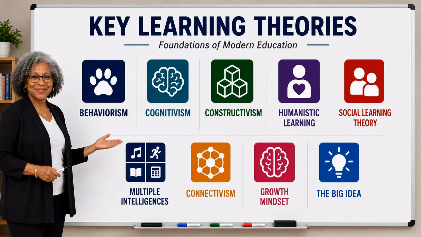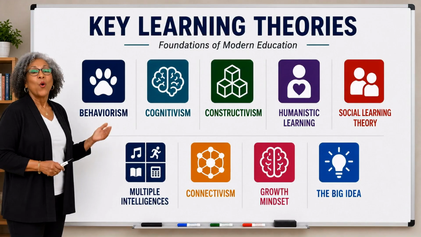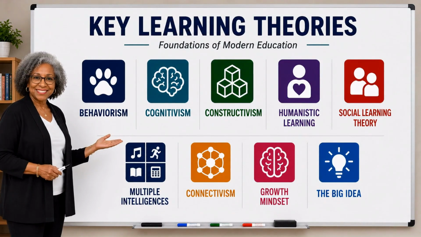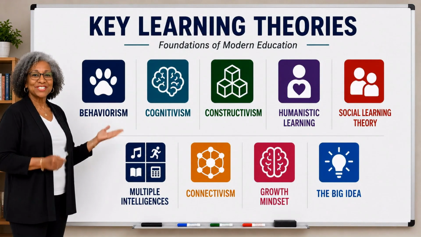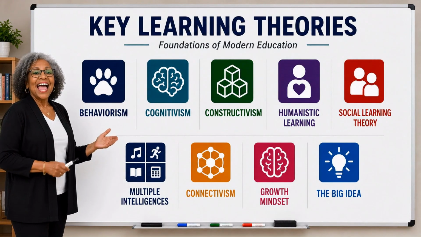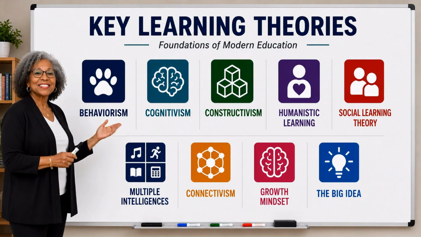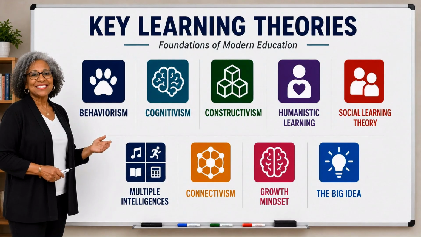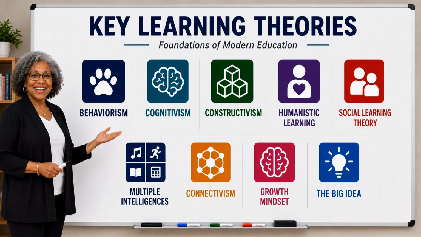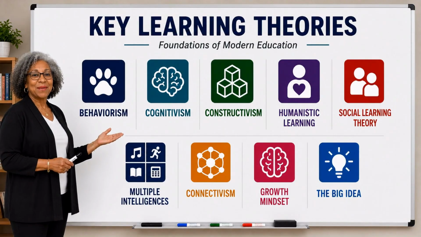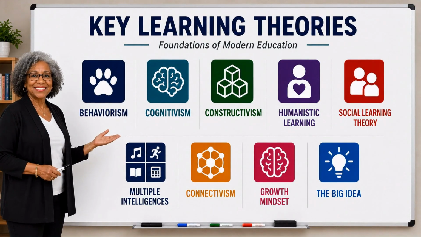Today, we are going to explore the major learning theories that shaped modern education. These theories help explain how students learn, why they forget, what motivates them, and how teachers can design stronger learning experiences. As we move through each theory, notice something important. These theories did not replace one another, they layered together. Each theory explains a different part of the learning process.